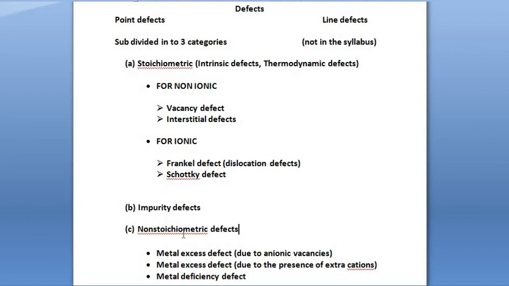It is subdivided into three categories. Please note, there are two types of metal excess defect. One is the metal excess defect due to anionic vacancies. The other is the metal excess defect due to the presence of extra cations, and the last is the metal deficiency defect. So we'll see them one by one.